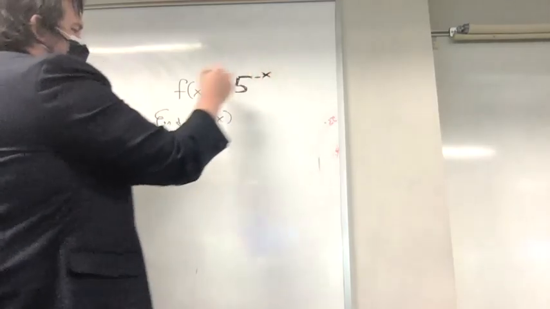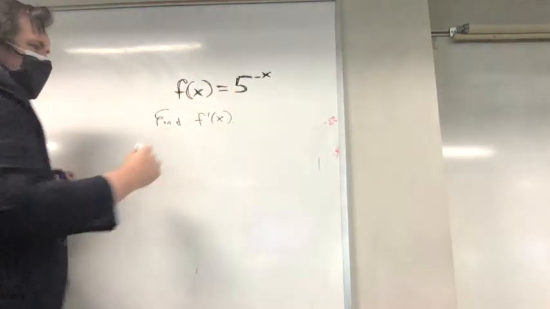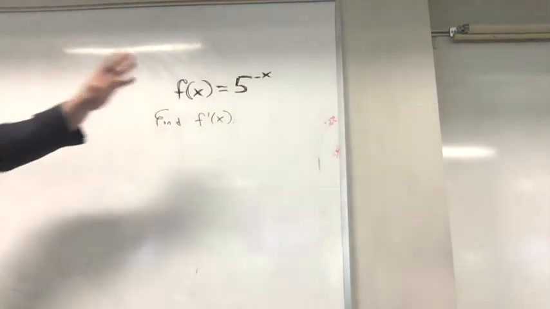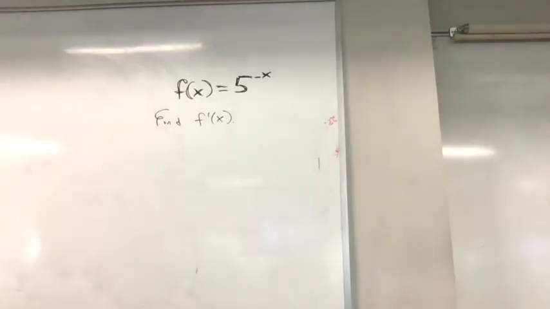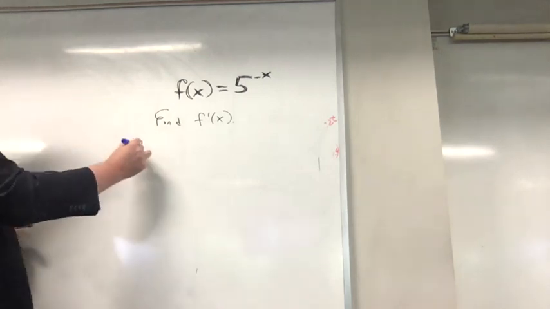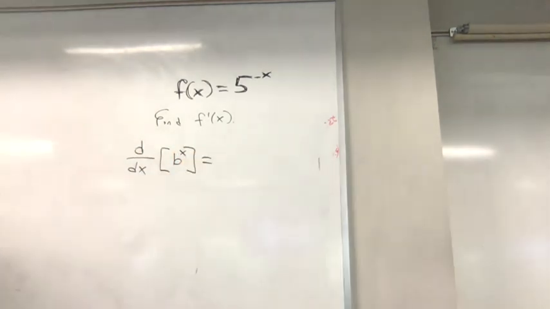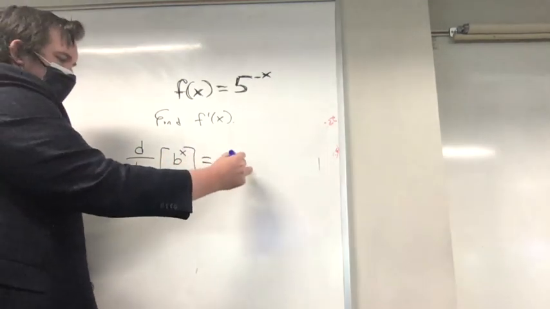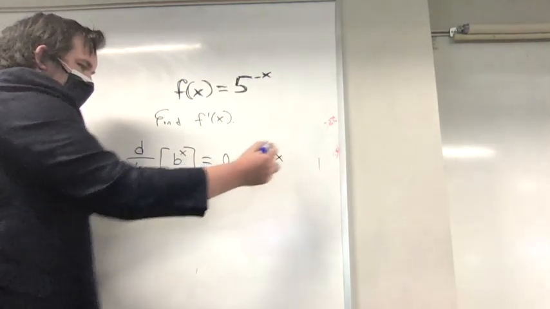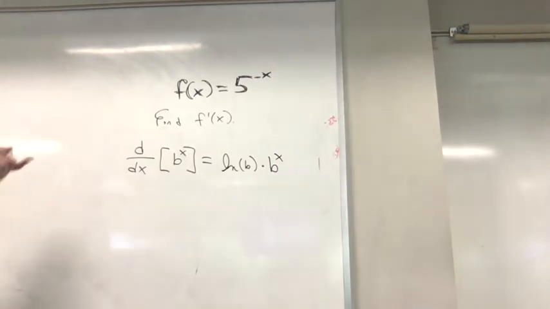So if you're going to apply a rule, it needs to be written in exactly the same way that the rule is written. And this isn't written in exactly the same way. So in order to make this look like what our rule says, that if you take the derivative of a number raised to the x, you get the natural log of that number times that number raised to the x. This is the exponential rule for derivatives. This is the rule that we would want to use.